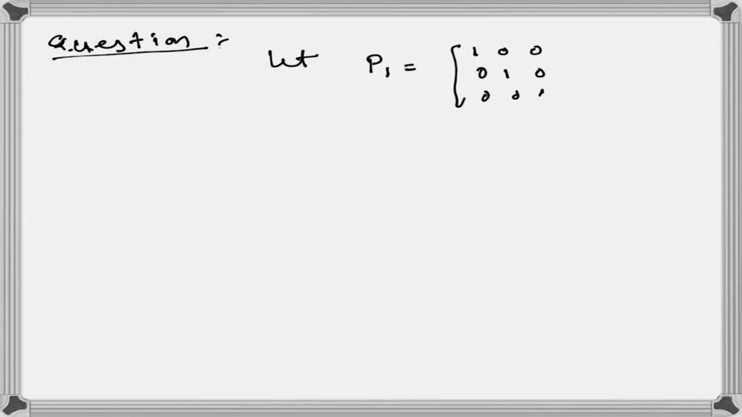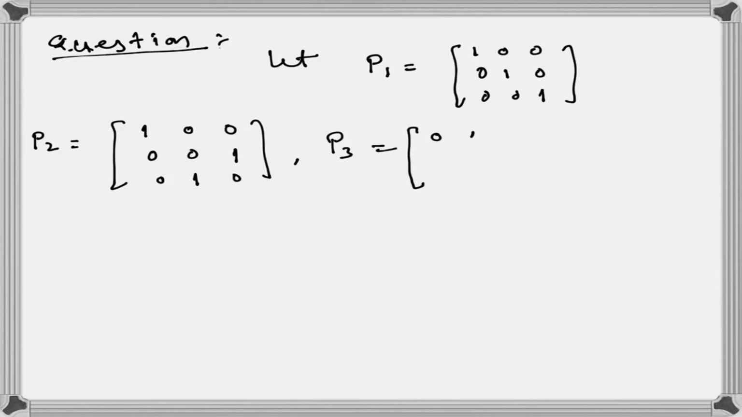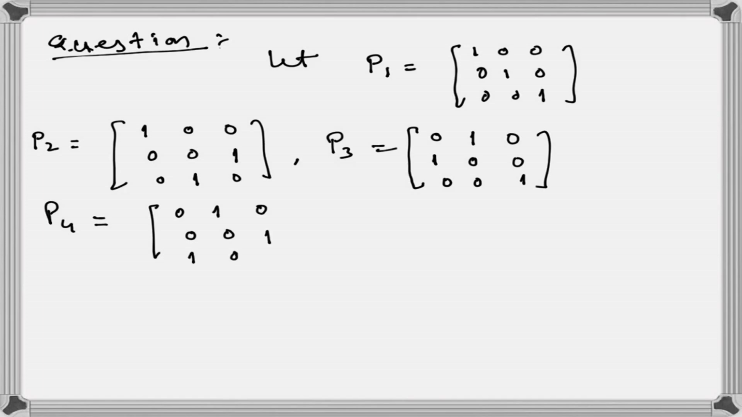Question: let P1 equal to 1 0 0 0 1 0 0 0 1. P2 is another 3 cross 3 matrix given by 1 0 0 0 0 1 0 1 0. P3 is 0 1 0 1 0 0 0 0 1. P4 is 0 1 0 0 0 1 1 0 0.